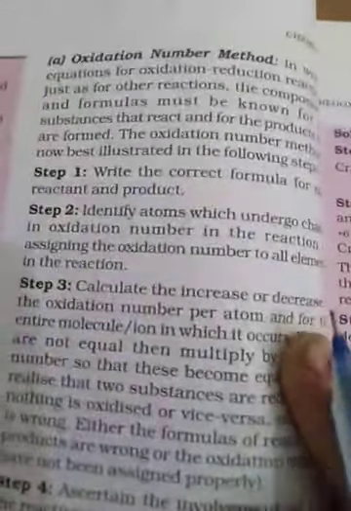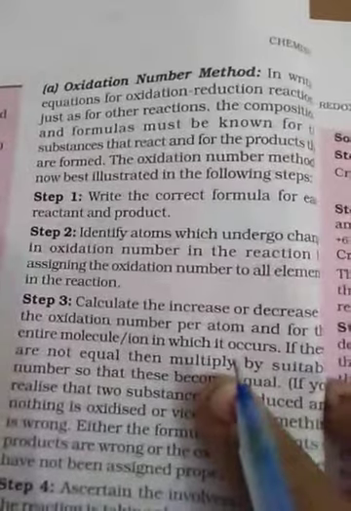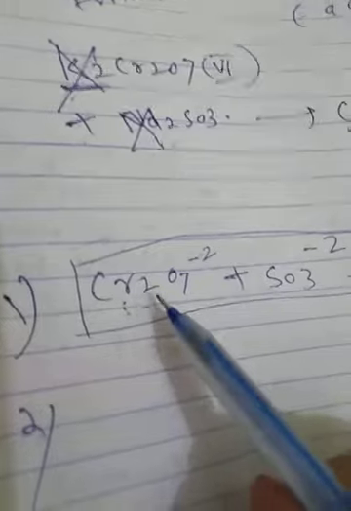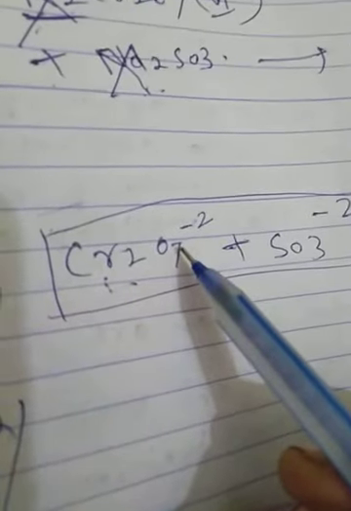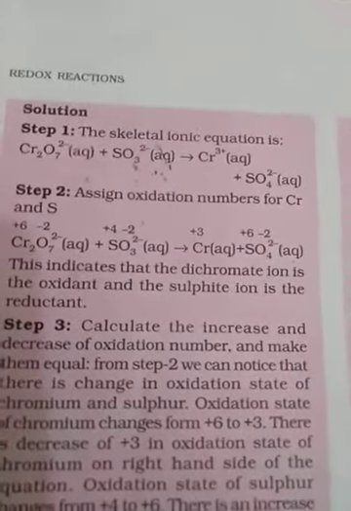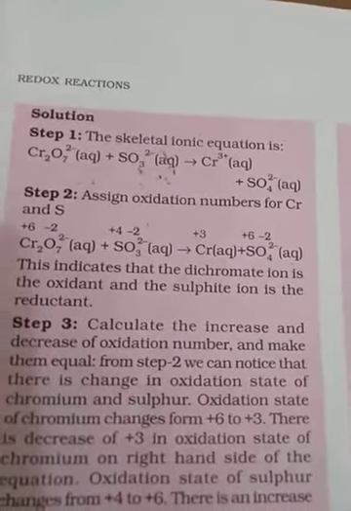Now in the second step, first of all I am reading the rule, then I will balance it. Identify the atoms which undergo change in oxidation number in the reaction, assigning the oxidation number to all elements in the reaction. What we have to do? In this we have to write the oxidation numbers. So here I am writing Cr2O7 2-. We have to assign the oxidation number for chromium and sulfur, which are going through change.